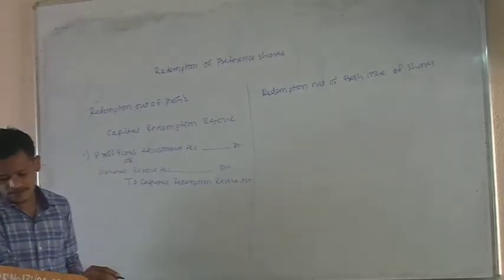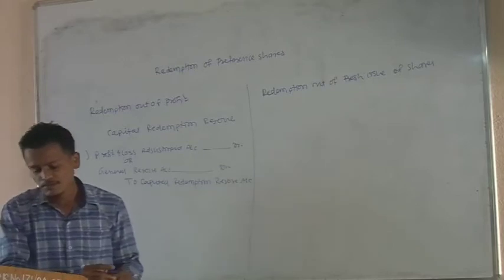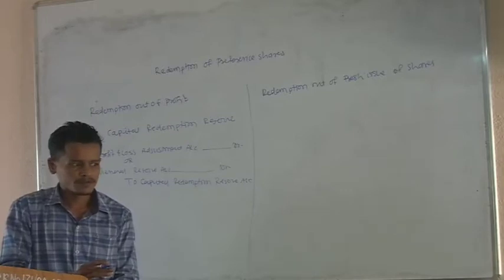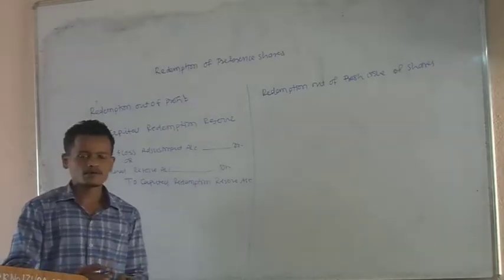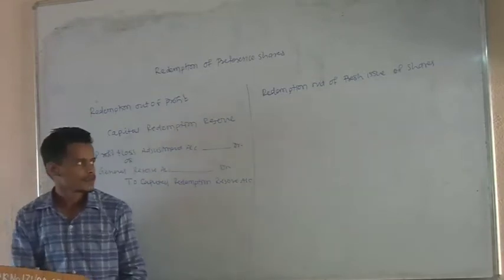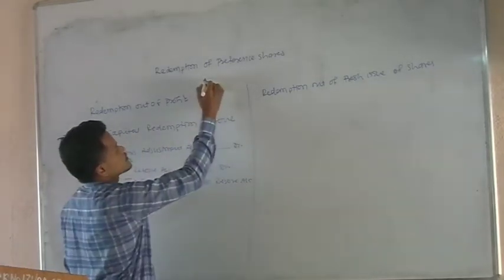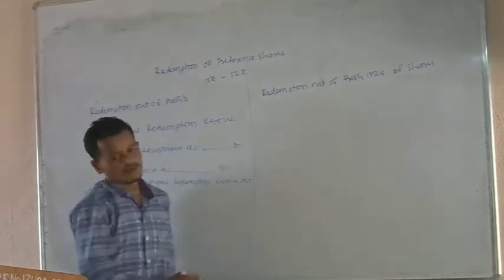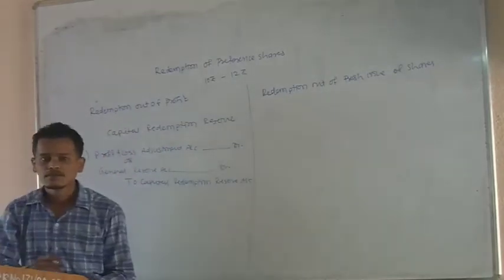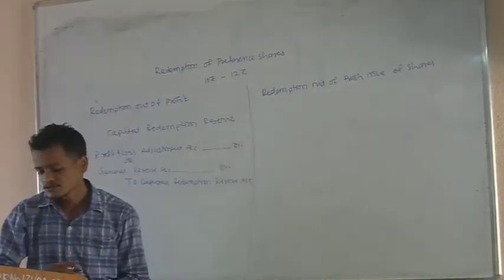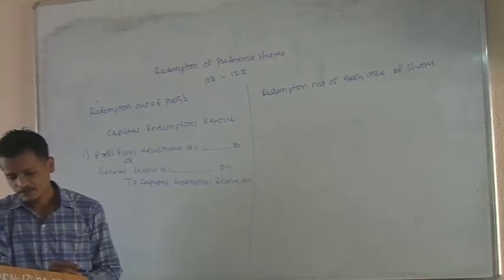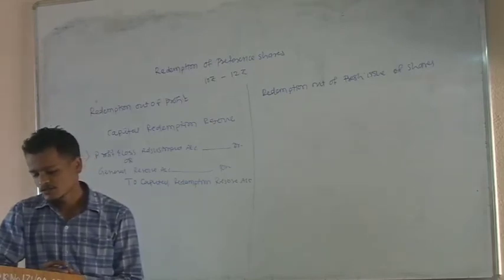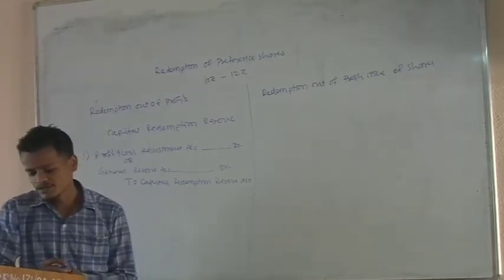Then the second entry is made when there is a redemption of preference shares with premium, which means an extra amount is given to the preference shareholders. If the face value of a preference share is 10 rupees per share and that share is issued at 12 rupees, then the extra 2 rupees is the premium. And when there is a use of premium while redemption of preference shares, then also an entry is made.